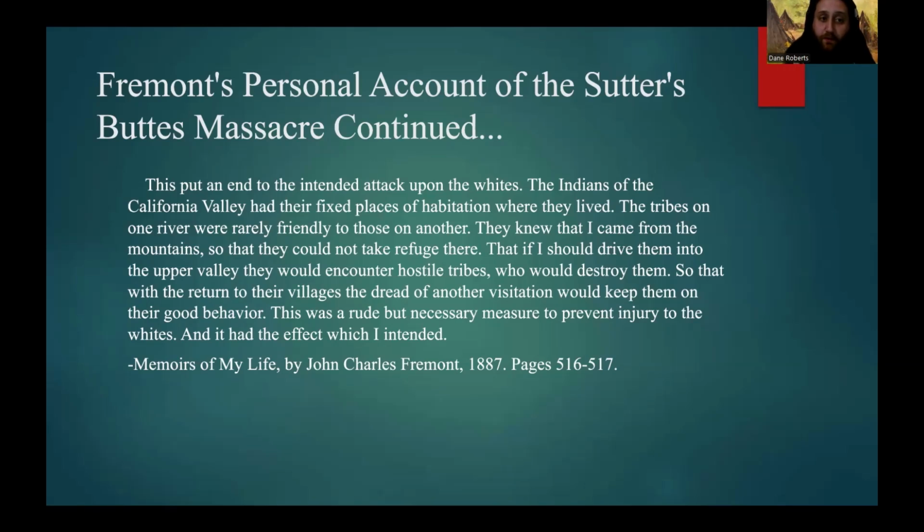So this can show just the brutality. The source, an account from Fremont, again shows the brutality of his methods and the brutality of his massacres on the Native American peoples of the Wintu Nation and earlier the Klamath Nation. And here's the source that I got this information from.